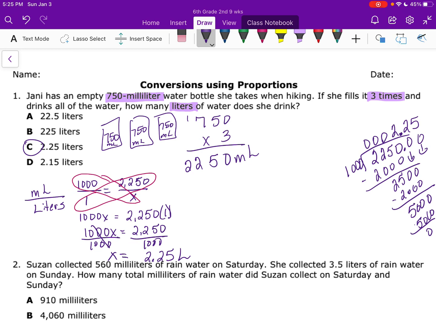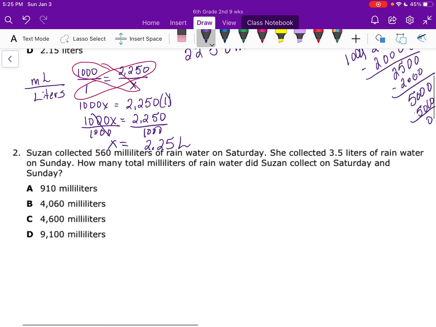All right, let's look at number 2. Number 2 says Susan collected 560 milliliters of rainwater on Saturday. She collected 3.5 liters of rainwater on Sunday. How many total milliliters of rain did Susan collect on Saturday and Sunday?